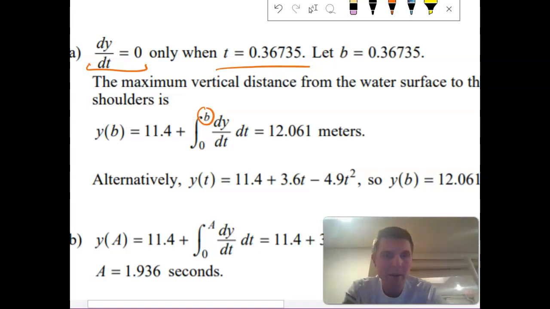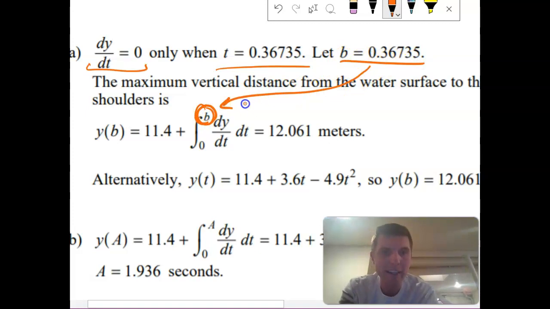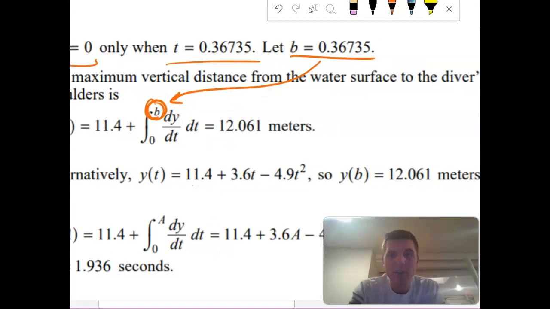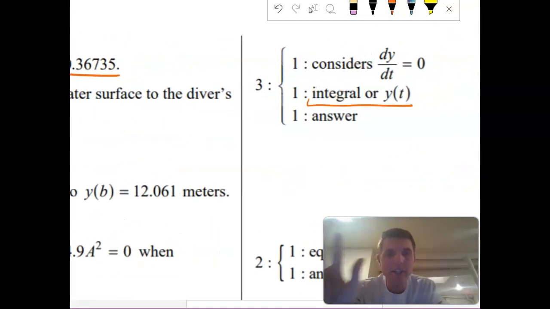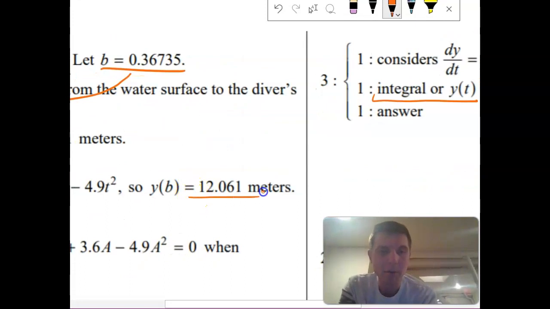Sorry, I was mixing it up. This is this b value, so we have that. That's not so bad. The antiderivative's not bad either. Either way, as long as you set up one of those, that's your second point. And then your third point, did you get the right answer? 12.061 meters. Make sure you got 3 decimal places.